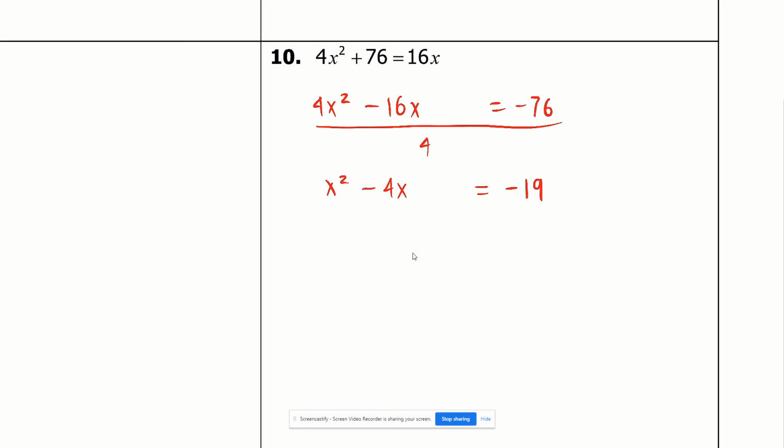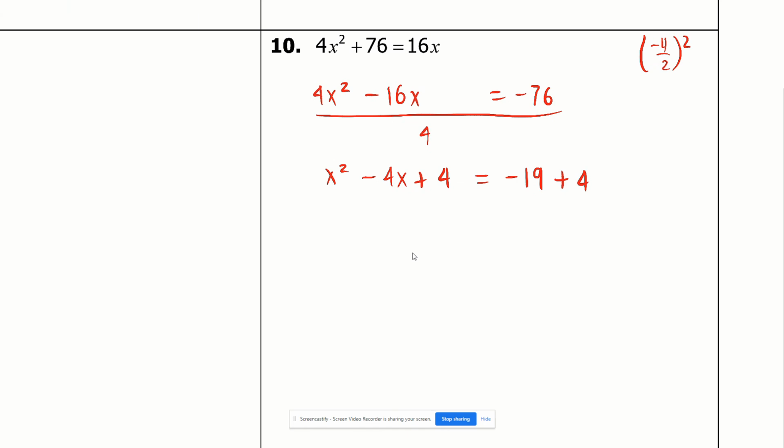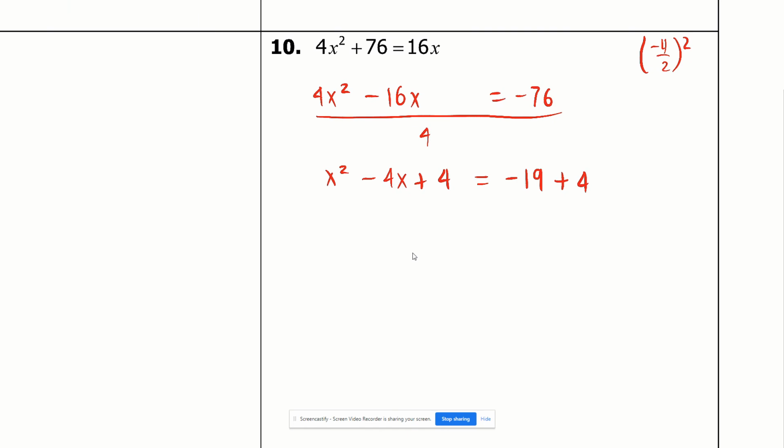Yeah, it's negative 19. Now, is b an even number? Yeah, it's negative 4. So negative 4 divided by 2 squared. Well, negative 4 divided by 2 is negative 2, and negative 2 squared is positive 4. So we're going to add 4 to both sides. So what is that binomial squared that would have given me x squared minus 4x plus 4? Well, it's x and 2, and the sign in the middle is minus. So x minus 2 squared would have given me that. Well, on the other side, negative 19 plus 4 is negative 15.